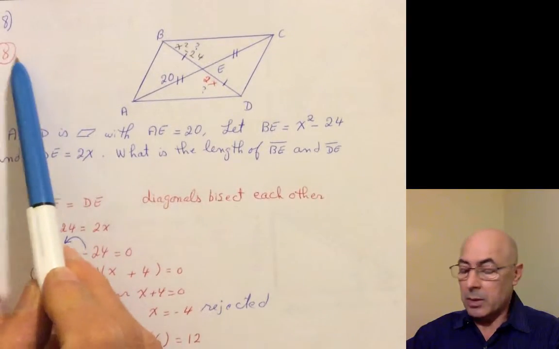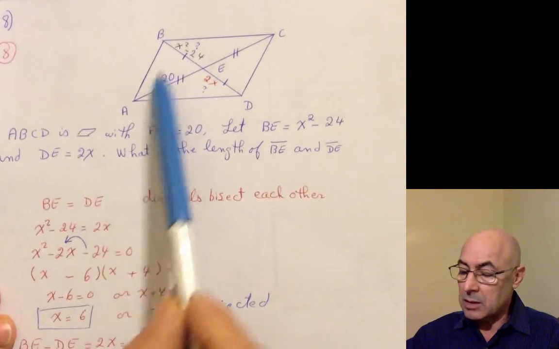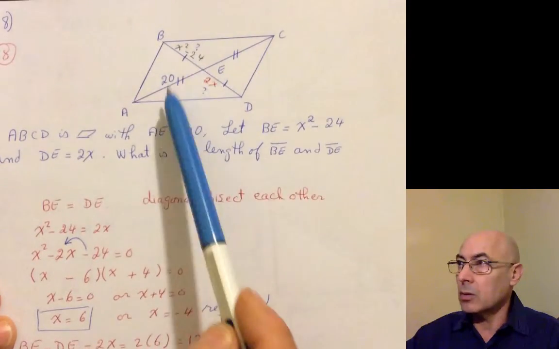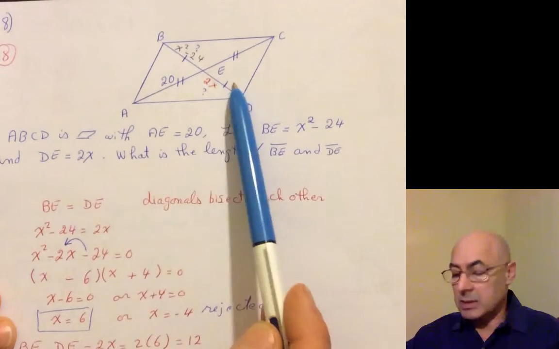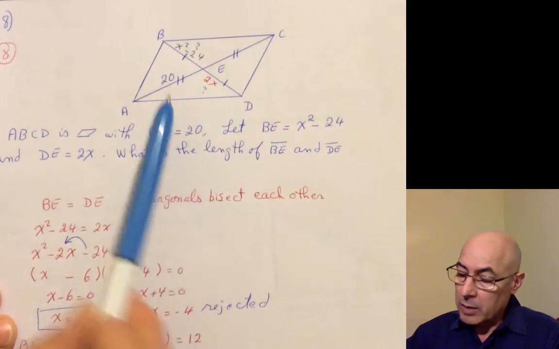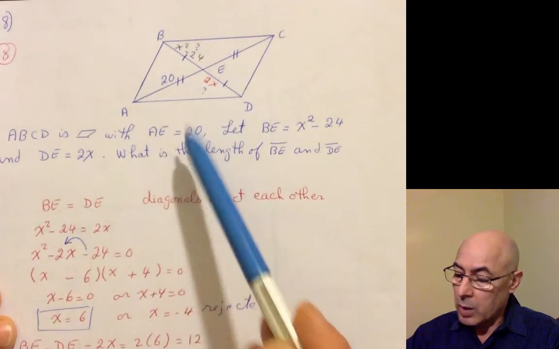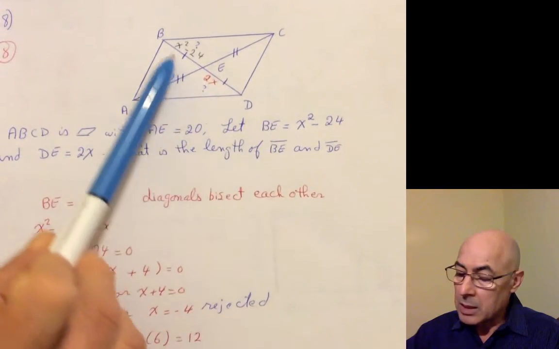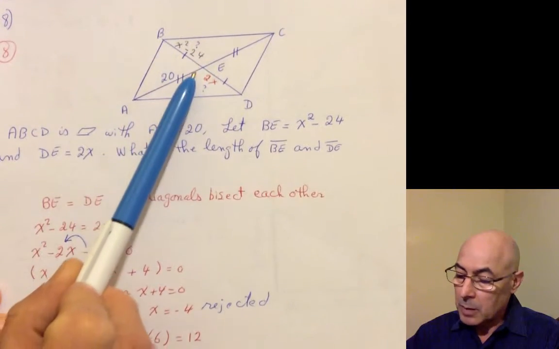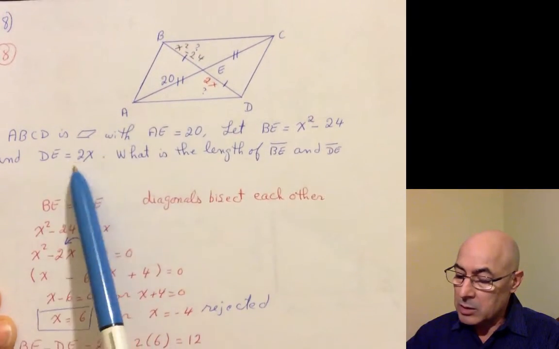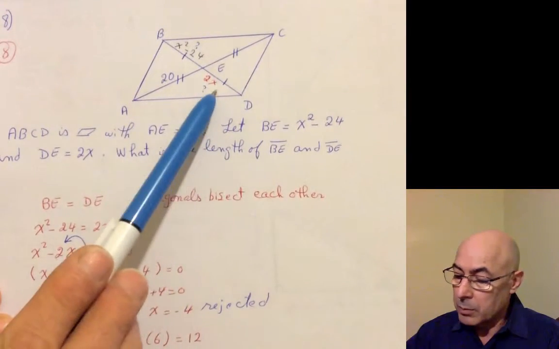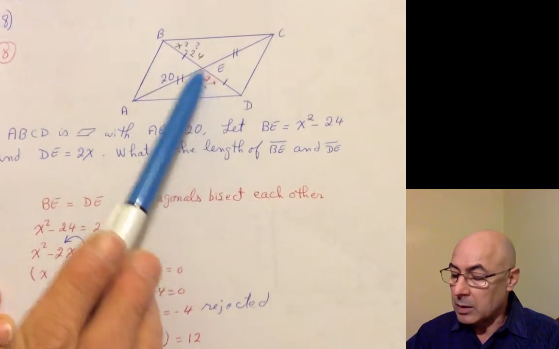For problem number 8, ABCD is a parallelogram. So this means that opposite sides are congruent, diagonals bisect each other, and so on. We are given that AE is 20, BE is x squared minus 24, and ED or DE is 2x. What is the length of BE and ED?